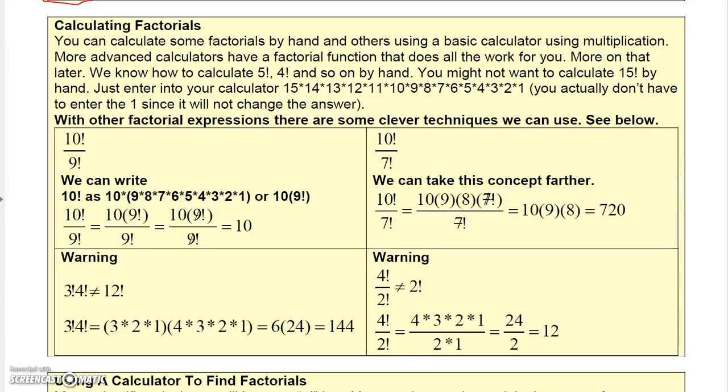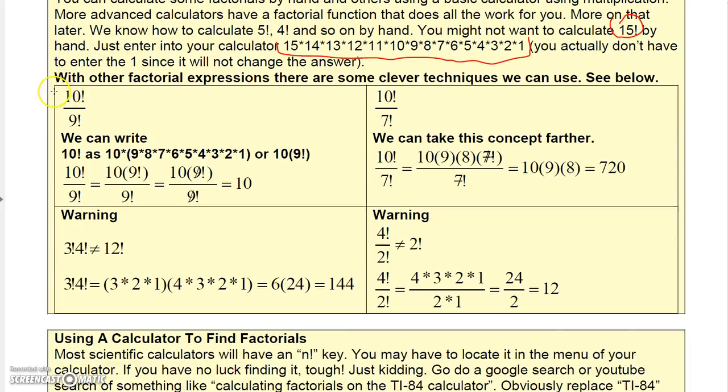Okay, now calculating factorials. Let's say you wanted to calculate 15 factorial. Well, you could just enter this into your calculator: 15 times 14 times 13 times 12 times 11, 10, 9, 8, 7, 6, 5, 4, 3, 2, 1. But there's other ways to enter it using a calculator, and I'll show you how to do that in a minute. At least I'll show you where you can. But let me show you a little trick that you can use.